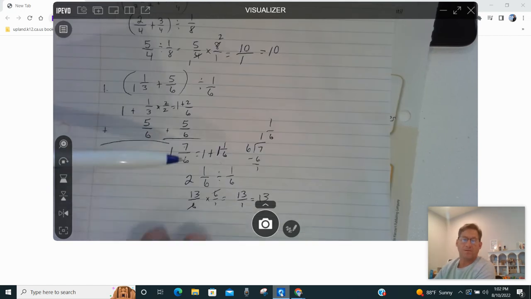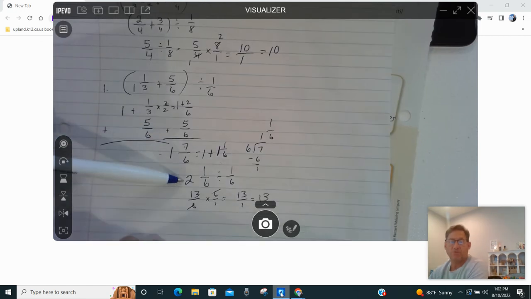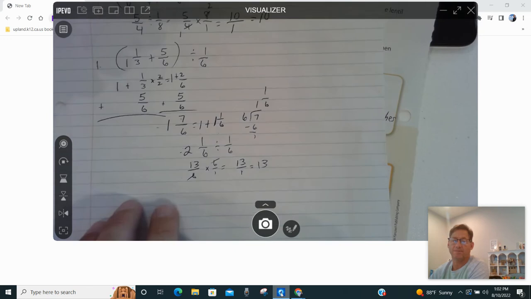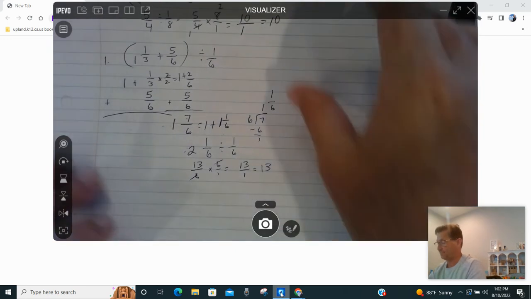Okay, so when I added this, we came up with 2 and 1/6, and we still need to divide by 1/6. 2 and 1/6 as a fraction greater than 1 would be 2 times 6, 12, plus 1 more is 13, over 6, times the reciprocal of 1/6. The 6's can be reduced by dividing by 6, so we're left with 13 over 1, or 13.